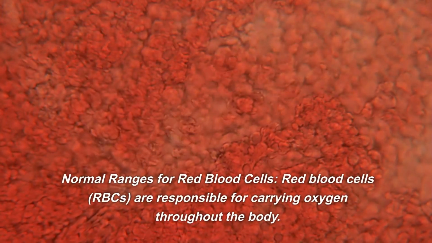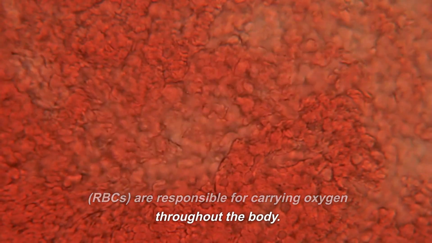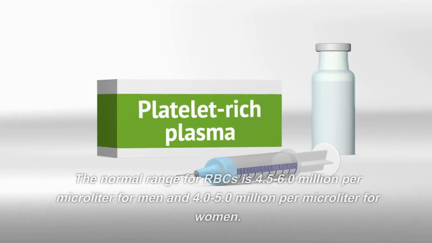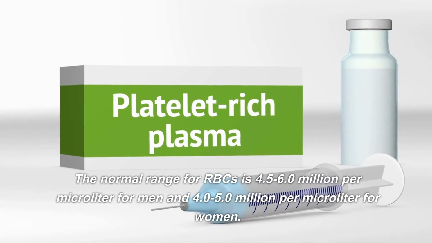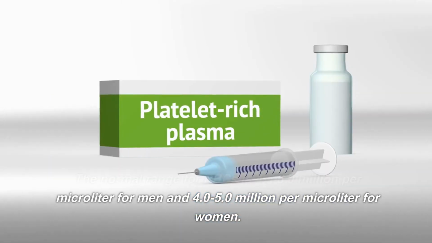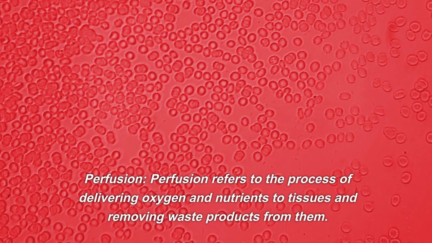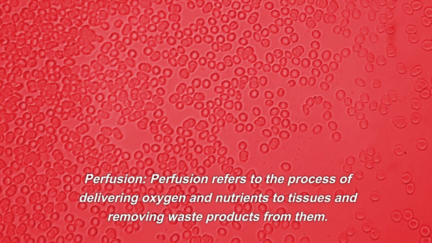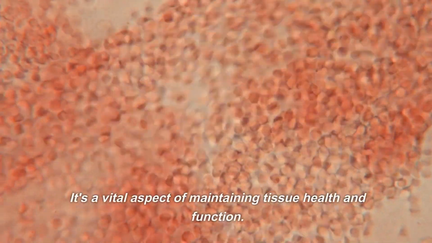Normal ranges for red blood cells, RBCs, are responsible for carrying oxygen throughout the body. The normal range for RBCs is 4.5 to 6.0 million per microliter for men and 4.0 to 5.0 million per microliter for women. Perfusion. Perfusion refers to the process of delivering oxygen and nutrients to tissues and removing waste products from them. It's a vital aspect of maintaining tissue health and function.